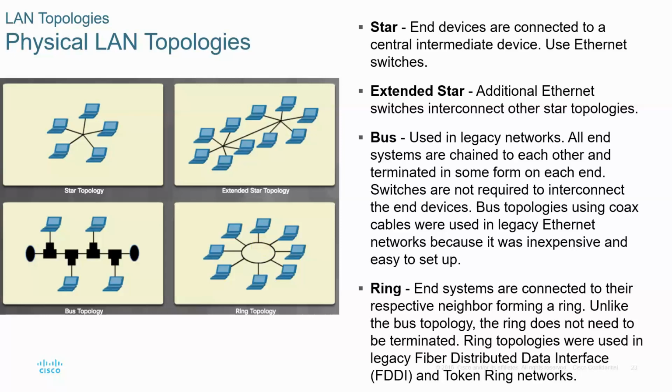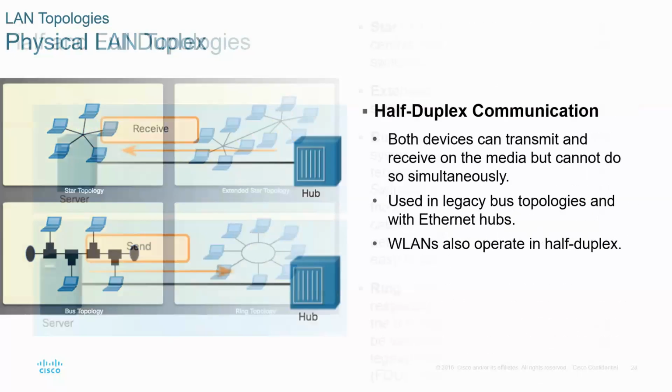The ones that we have now are the star and extended star. In the star topology, all the devices are connected to each other using a networking device, which is typically a switch. And if you have too many devices for a single switch, then you have more than one switch. You connect the switches together, and the devices are connected to the switches. These are mainly the two topologies that we will see in this course.